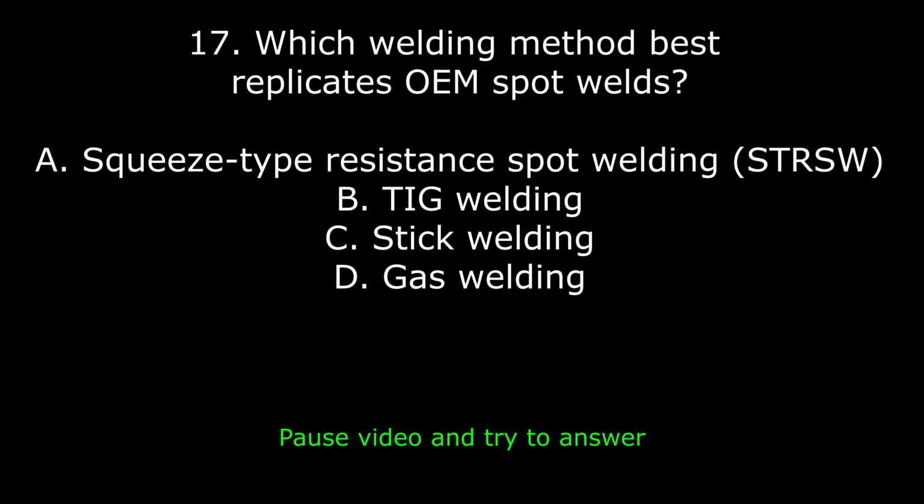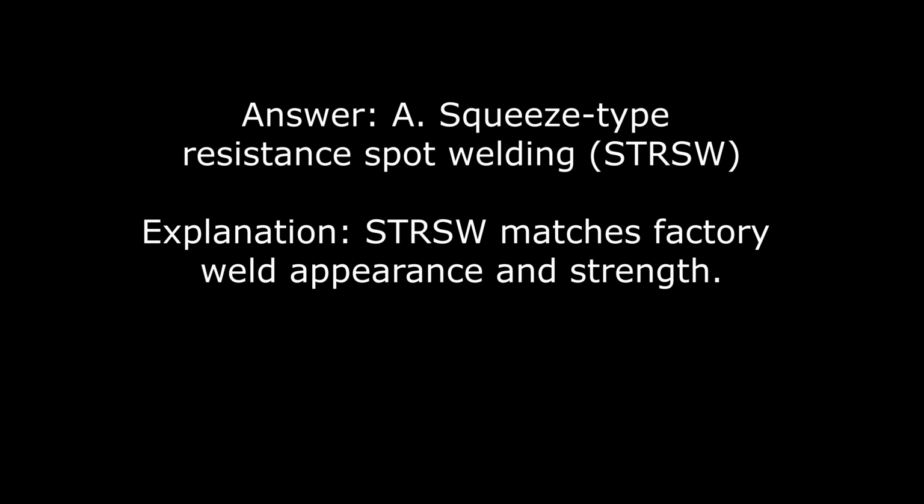17. Which welding method best replicates OEM spot welds? A. Squeeze-type resistance spot welding, or STRSW. B. TIG welding. C. Stick welding. D. Gas welding. Answer: A. Squeeze-type resistance spot welding. Explanation: STRSW matches factory weld appearance and strength.